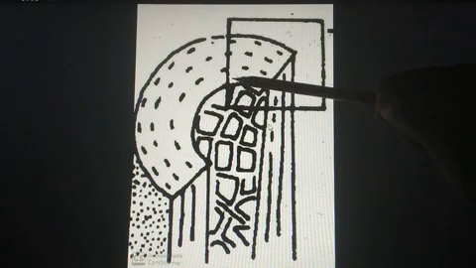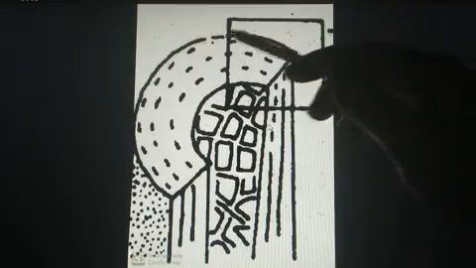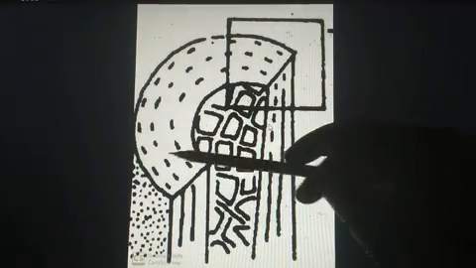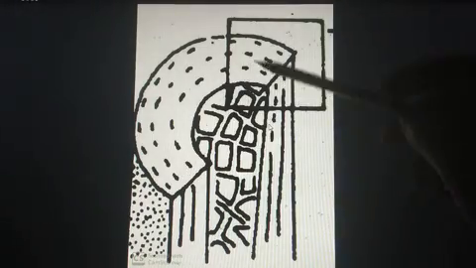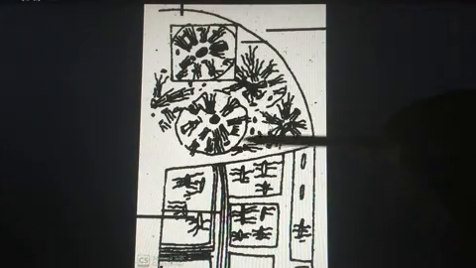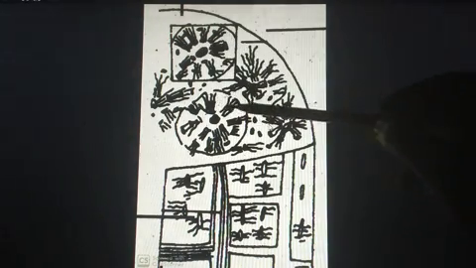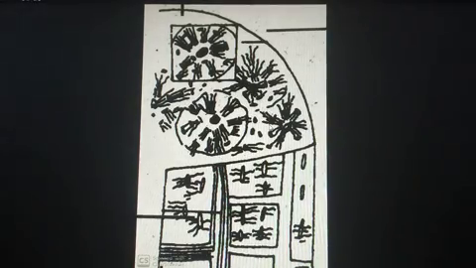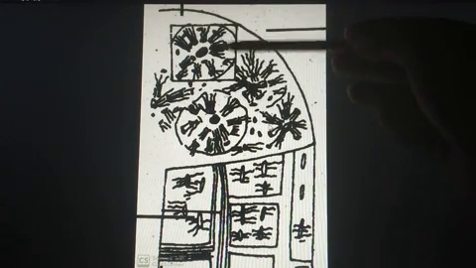When we enlarge this small portion, clear? Suppose this is this region. If we enlarge this portion, it will look like this. Here the matrix is present in concentric rings. If we enlarge it, we will see these are the Haversian canal systems. These are the individual osteocytes, and these hair-like structures are called canaliculi. Clear? So this is one Haversian system, this is another Haversian system.